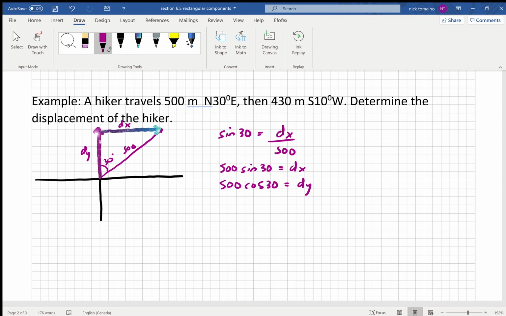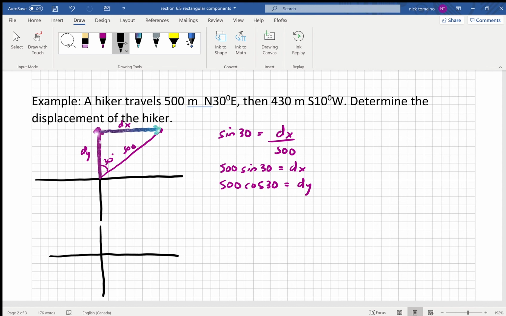I know this is different than the previous. In the previous example, x was cos and y was sine, but just because of the way we drew the diagram here, we put the angle there. Okay, so if we would have put the angle here and put this as 60, right, then we would have done the other way. Okay, so this is the component form. Okay, so that's our distance x, distance y, and now we're going to do it for the next leg of the journey.